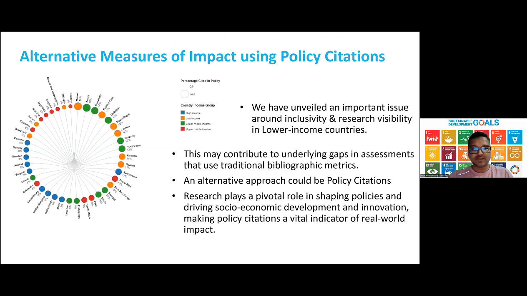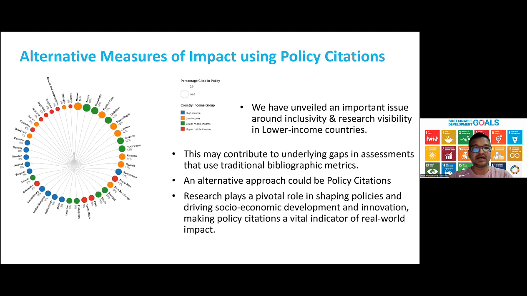And from this graph, we see the research playing a pivotal role in shaping policies and driving socio-economic development and innovation, making policy citations a vital indicator for real world impact. So now the way we measure the citation, the ranking, and so on, the policymakers, the universities, the United Nations, they need to work together. They need to discuss how the university's performance could be measured.